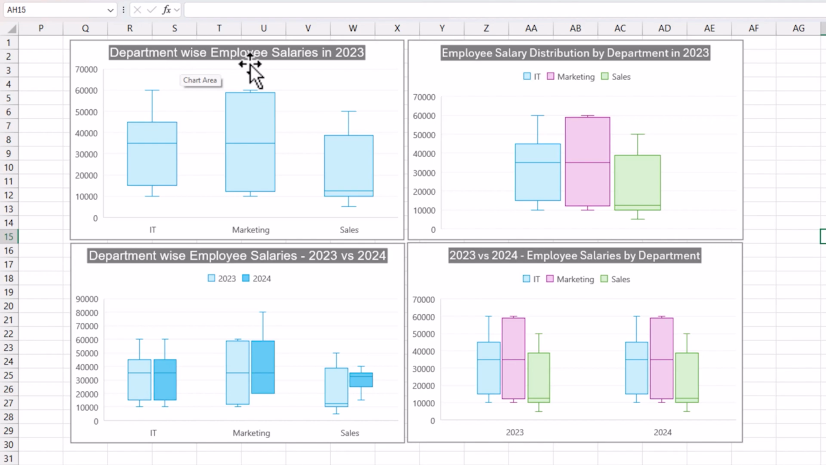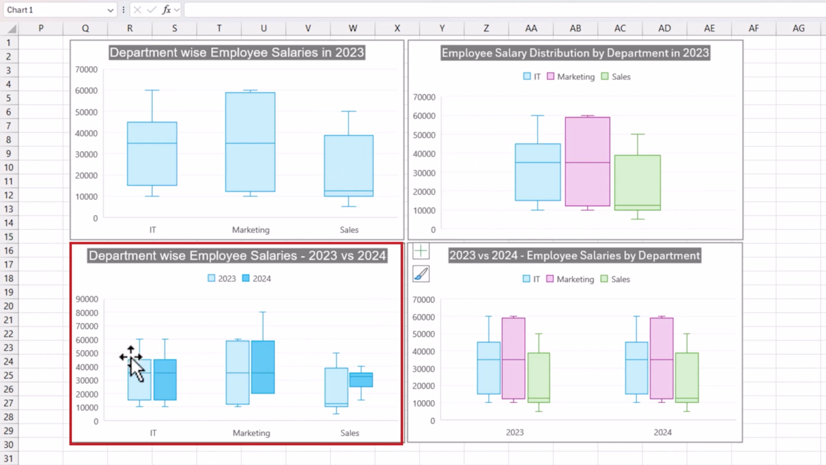So here is a sample of the type of charts that we'll be building next. The first one is department-wise employee salaries in 2023. On the x-axis, you have the different departments, and then you have three box plots, one for each department, representing the salaries in a year. Now, if we take the same, and then I'm going to go to the bottom here, this one is looking at salaries in the departments, but I'm comparing 2023 salaries versus 2024. So there are two box plots for each department, one for 23 and one for 24. So this is one way to build these charts.